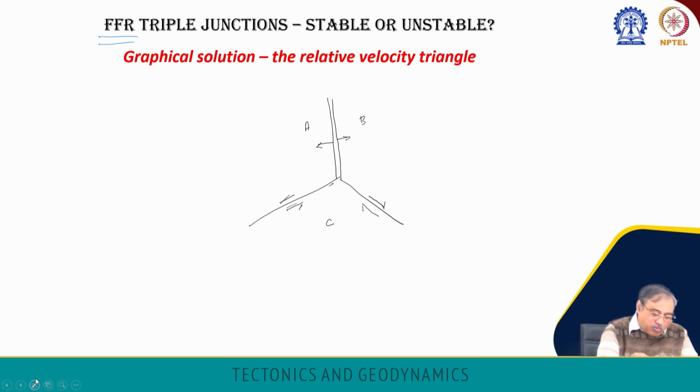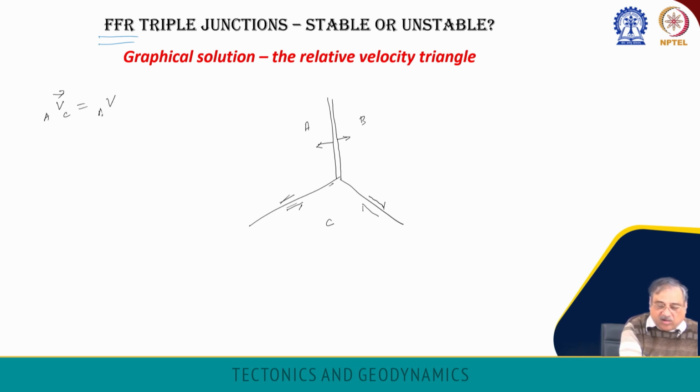The first thing to do once again is to draw the relative velocity triangle. I've not given you exact values, but let's draw it the way we do. So once again, we'll do it assuming that the relative velocity of C with respect to A is equal to the relative velocity of B with respect to A plus the relative velocity of C with respect to B. Let's follow the same strategy we've been following.